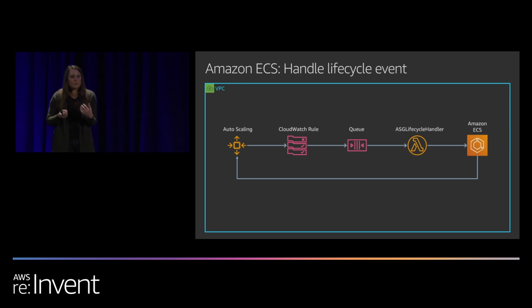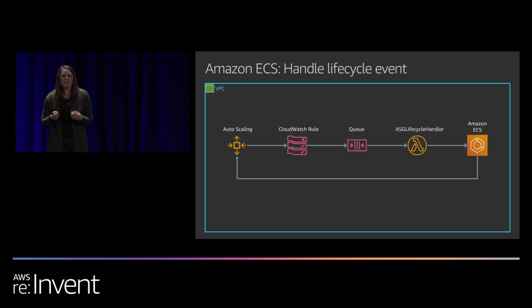That Lambda calls the ECS APIs to begin draining, and then it raises an exception to put the message back on the queue. After the visibility timeout of the queue has passed, the Lambda is triggered again. It checks to see if the containers are still draining, and if so, it raises an exception and puts the message back on the queue. When it sees that containers have successfully drained, it calls the auto-scaling APIs to tell them that termination can proceed.